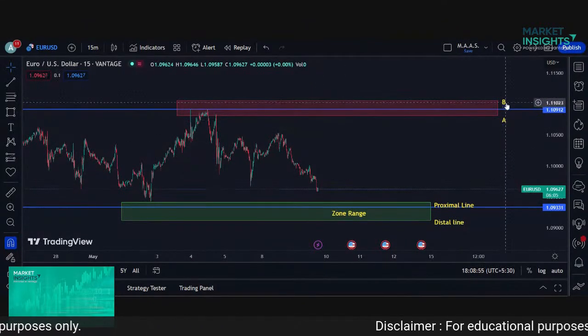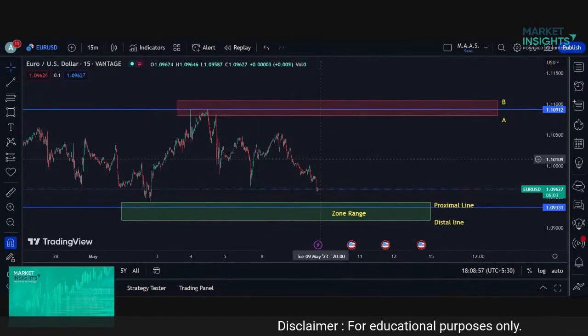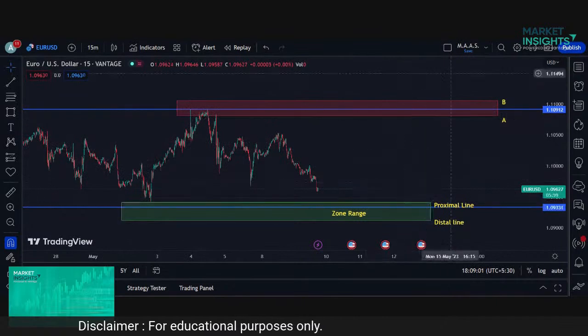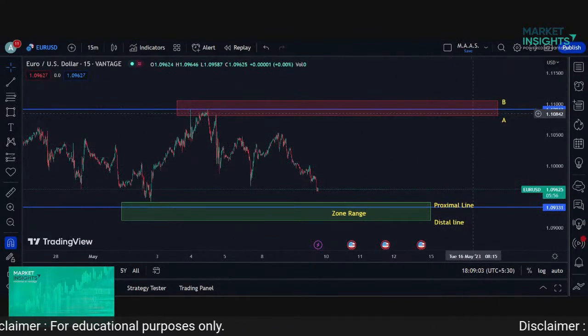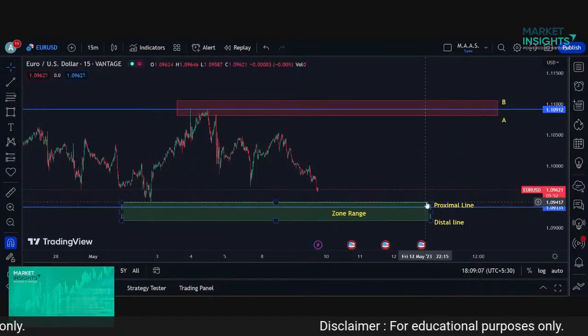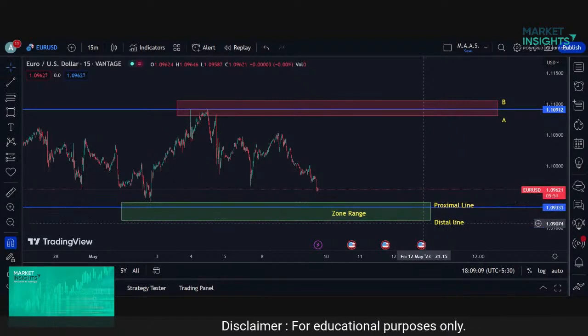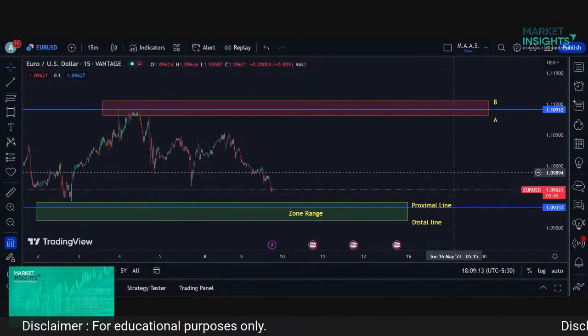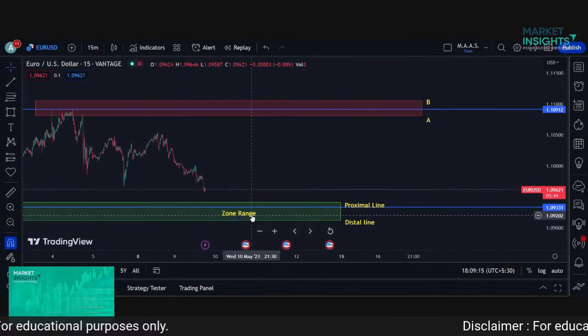A is proximal. It is reversed. Basically, it is an inverse image. If you're keeping a mirror in between, these two are mirror images of each other, right? So in this case, the above line is proximal, and the lower line is distal. So from that logic, you have to think. Apart from that, the zone range is there.